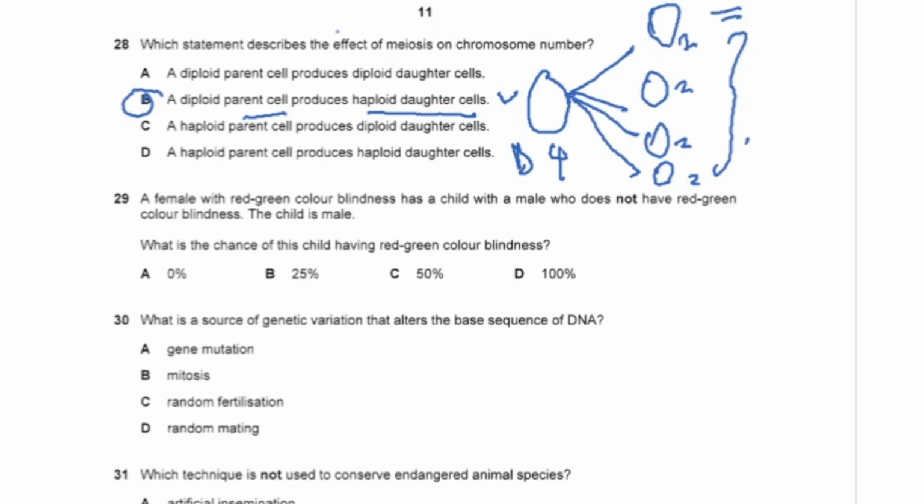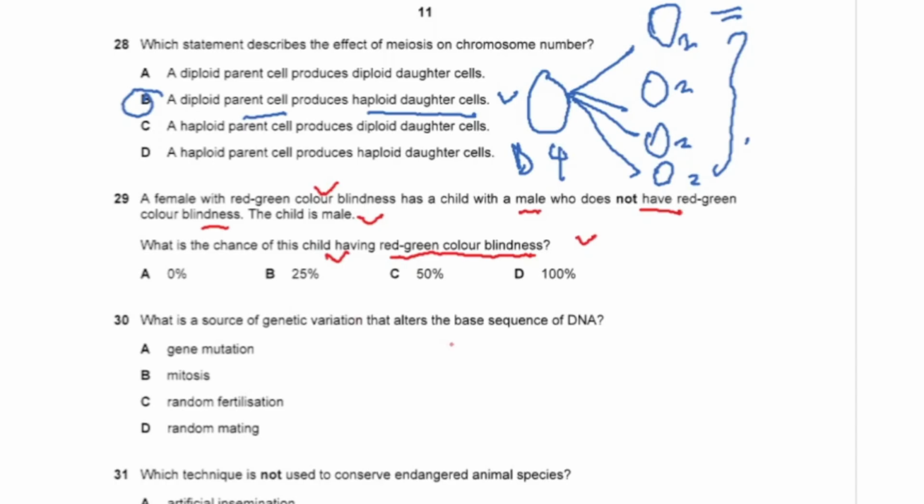A female with red-green color blindness has a child with a male who does not have the red-green color blindness. The child is a male. Look at it though. They've given us everything here, so we have to be very careful. A female with a red-green color blindness has a child with a male who does not have a red-green color blindness. The child is a male. What's the chance of this child having a red-green color blindness? So we have to work this out. You need to understand this and we have to work it out.